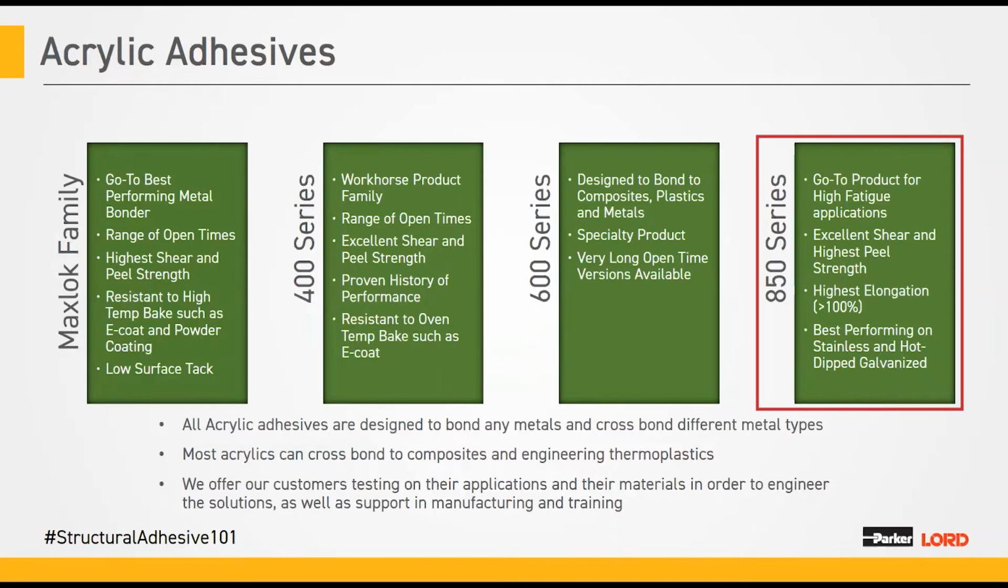It's kind of a go-to product for new high fatigue applications, so where you would expect to see higher fatigue on the metals or the composites, this is an excellent choice for that. It has excellent shear and some of the highest peel strengths, very good elongation for a structural adhesive, high elongation over 100%, and one of the best performing on stainless steel and hot dip galvanized metals. Again, all designed to bond metals or cross bond other different types of metals or even composites, engineering thermoplastics. And then typically with our customer support, we will offer testing on their applications and their materials in order to help engineer a solution for the specific customer.